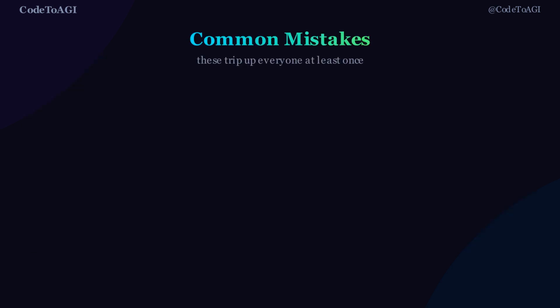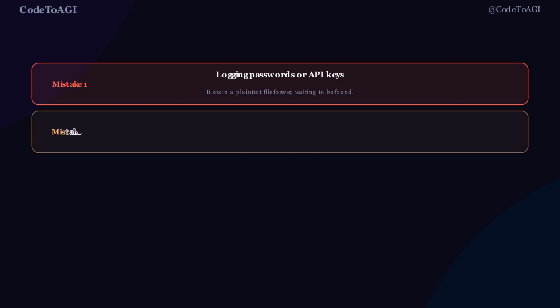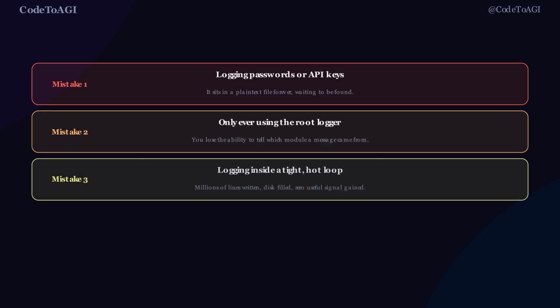Common logging mistakes. Mistake 1, logging passwords or API keys directly. That sits in a plaintext file forever, waiting. Mistake 2, using only the root logger everywhere. You lose the ability to tell modules apart. Mistake 3, logging inside a tight, hot loop. Millions of lines written. 0 useful signal.